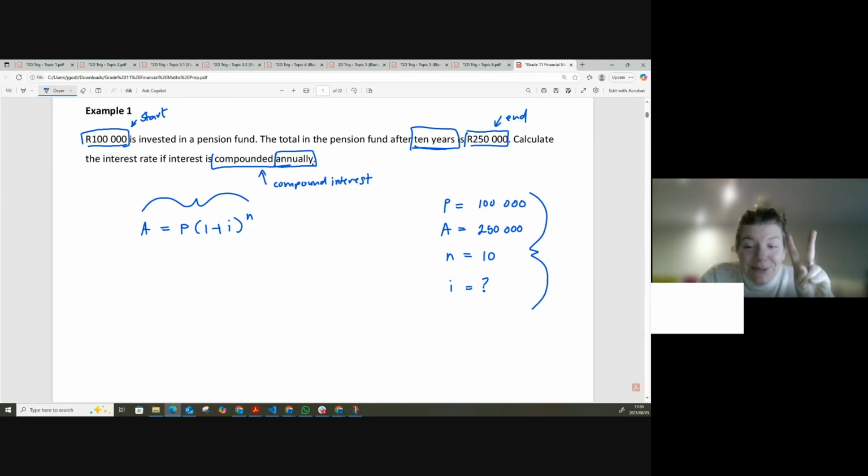Two decimal places, Boo. So the reason it's compounded is because they've told us that the interest is compounded annually. So they always have to tell you in the question what type of interest it is.